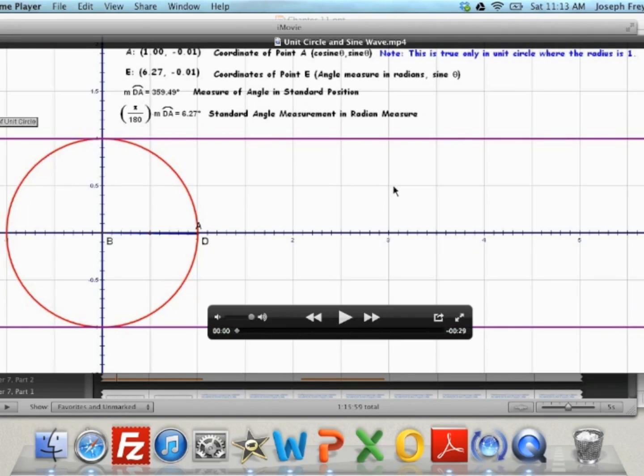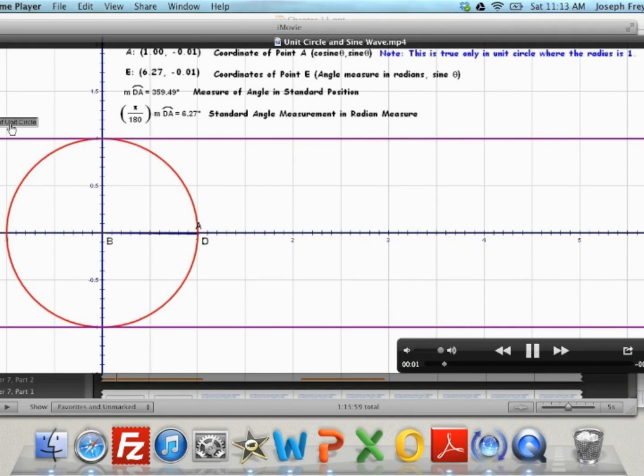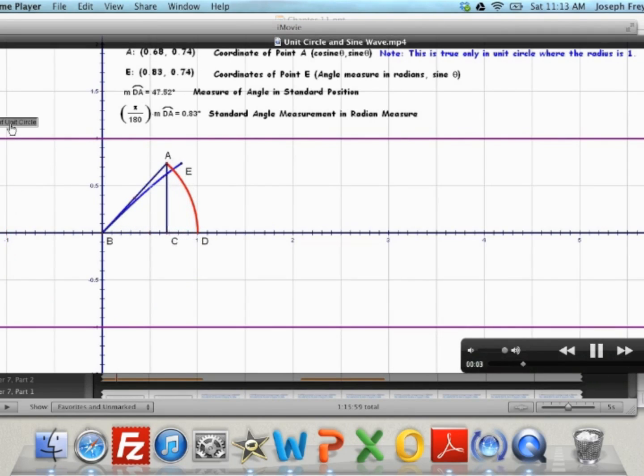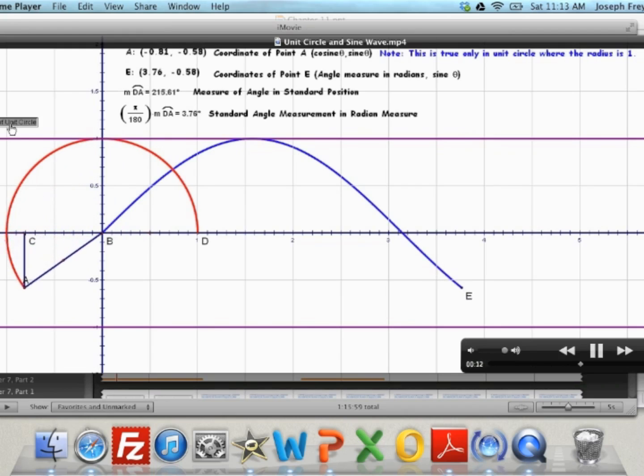Here, a point is going to move around the circle, and as it moves, it's going to trace out its height, because the point has a height. Now notice that the height AC matches the height of that moving point E as we go along. The height of AC matches the height of the moving point E, and the moving point E, sure enough, is tracing out a sine wave.